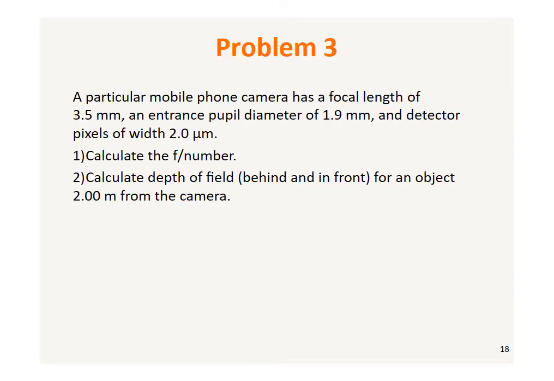So in this problem, I've got you looking at a mobile phone camera. It's got a certain focal length, it's got an entrance pupil diameter, and we've also got the width of the pixels. So each of those pixels is going to define the size of the circle of confusion that you can have. So first question is find the F number, and the second question is find the depth of field. You can find depth of field in front and the depth of field behind for an object that has O equal to 2 meters from the camera.